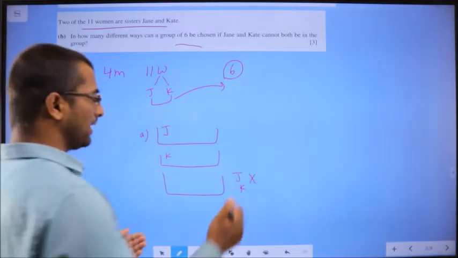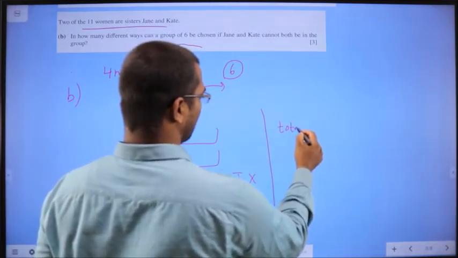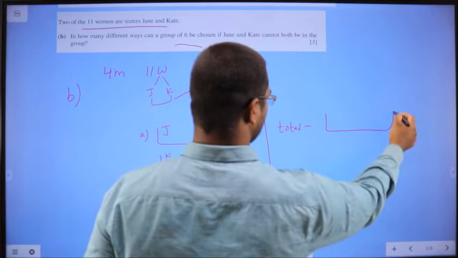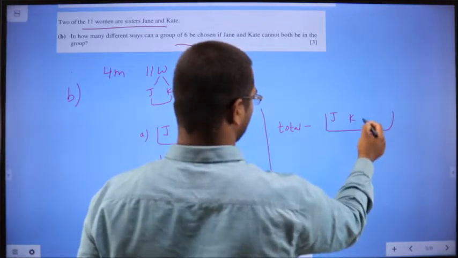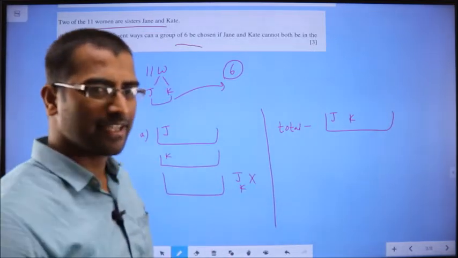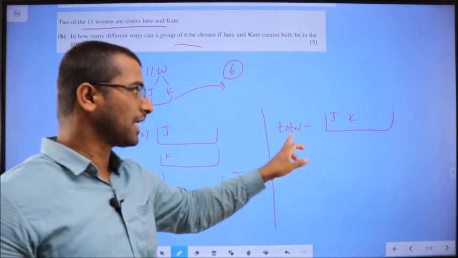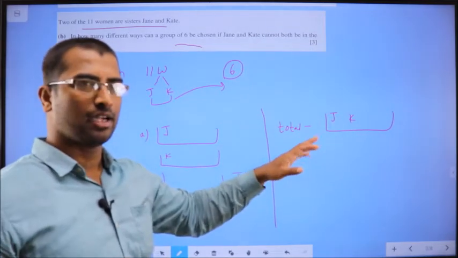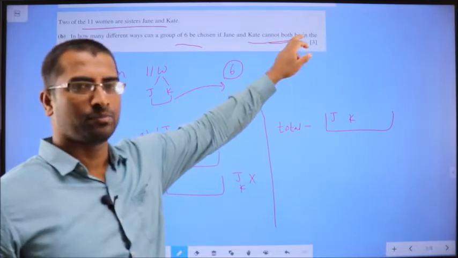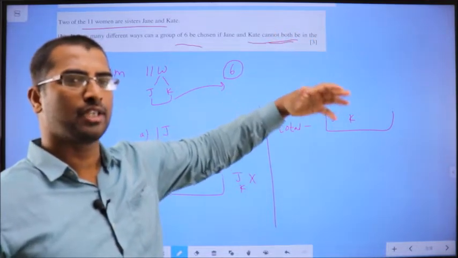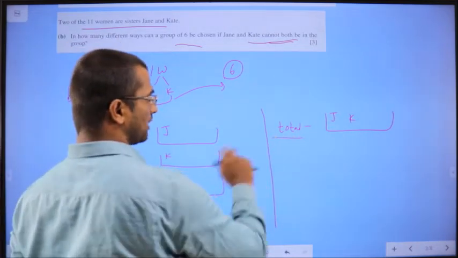Or instead, what we can do is, from the total, remove the cases when Jane and Kate are both in the team. That will automatically give me the answer. Jane and Kate both in the team, subtracted from the total, will satisfy the condition that they cannot both be in the team. So from the total you remove when both are in the team. Clear?